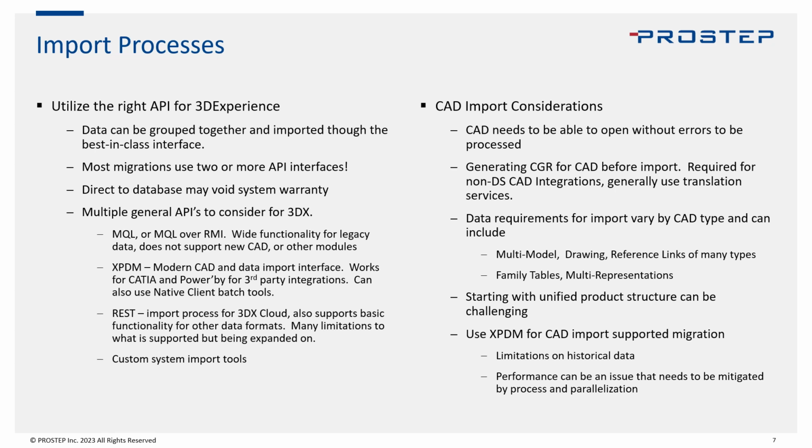You can also group data together into packages that best suit the performance of that API and match what the system performance would allow it to have. So really there's three standard APIs that we typically use for import into 3DX. Number one is MQL or MQL over RMI. You can use the RMI interface for this.